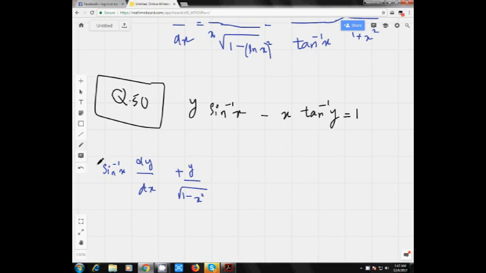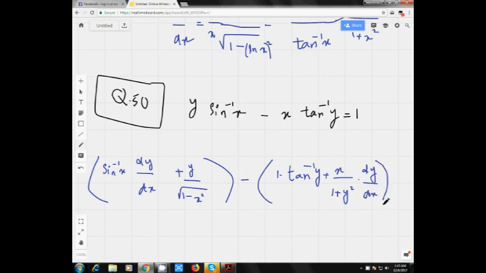So apply the product rule on the second quantity. The derivative of the first term times the second one plus first term as it is, the derivative of the second one, tan inverse y. It is 1 divided by 1 plus y square times the derivative of y. You should be familiar with the derivative of inverse tan functions. Derivative of 1 is 0.